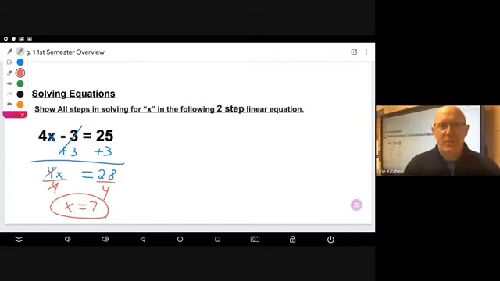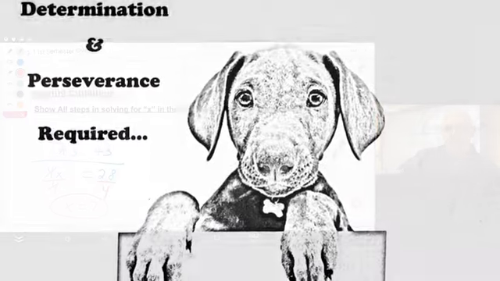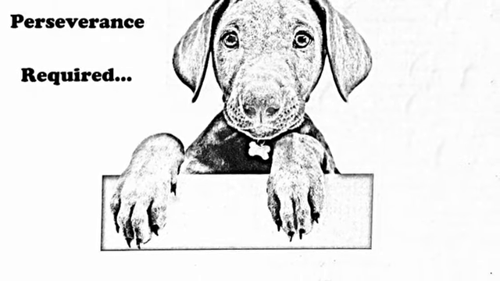So the first step is to add 3 to both sides, and we show this like that. That goes to 0, and we're left with 4x is equal to 28. Then we divide by 4. That reduces to just x is equal to 7, and there's our answer.